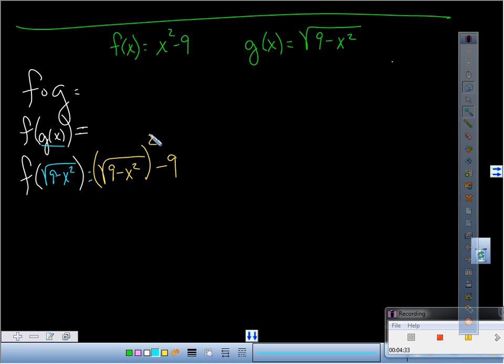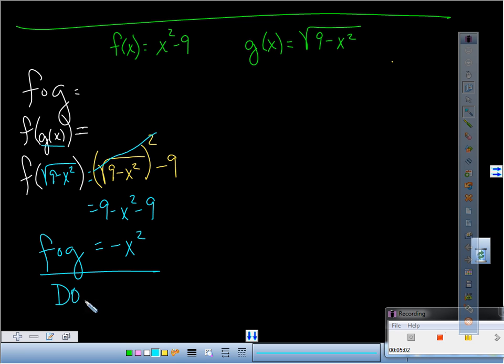Now, what does this square do to a square root? Yeah, they just cancel each other. They're opposites. Powers and roots are opposites. So then you're left with 9 minus x squared minus 9, which is what? Negative x squared. So this is f composite g. Okay? Everybody okay with that? All right. So that's one of the answers that I asked you to find.